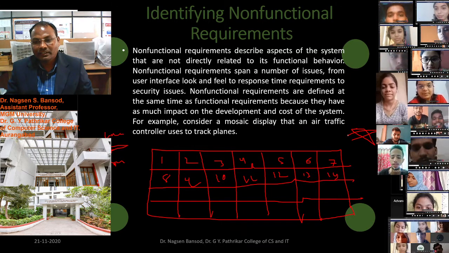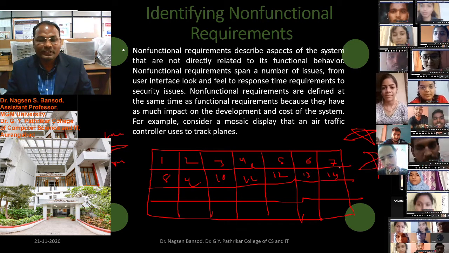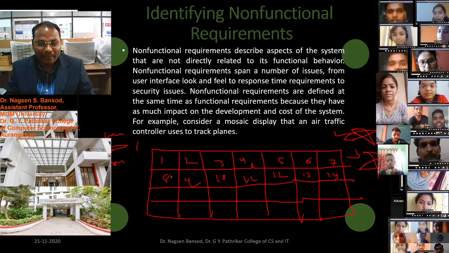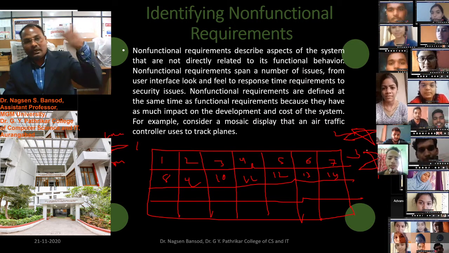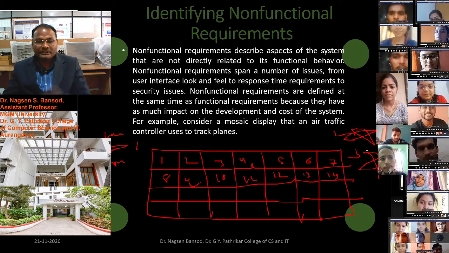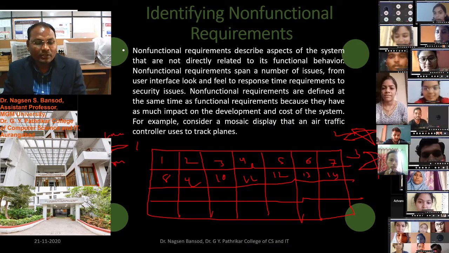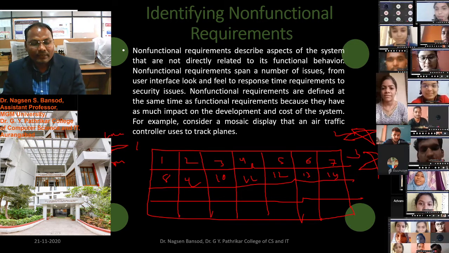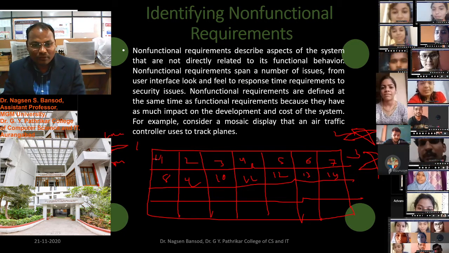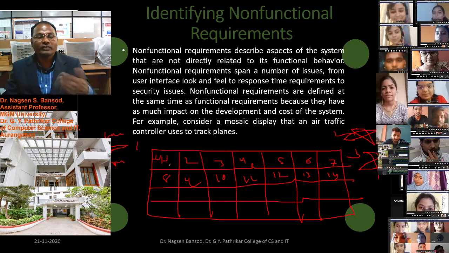Suppose this is another aeroplane, we can find the information of all these aeroplanes. This is 1, 2, 3. Here at the airport, these aeroplanes are on track, and we can track them on this mosaic display, and we can find detailed information: speed, location, and how many persons are seated. All this information we can find in this software. Finding this information on this display is a non-functional thing.